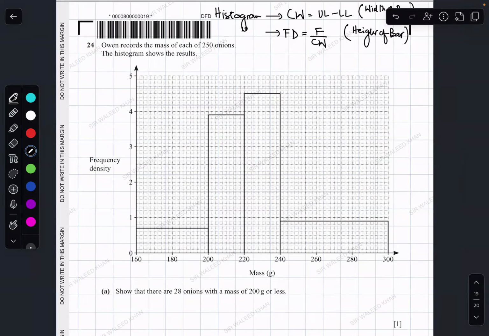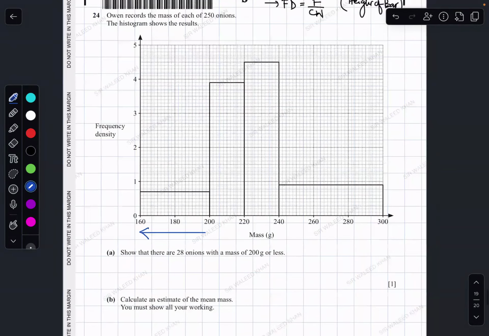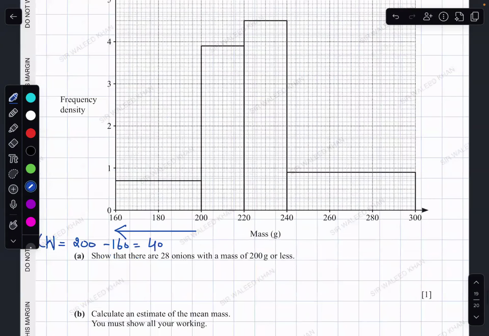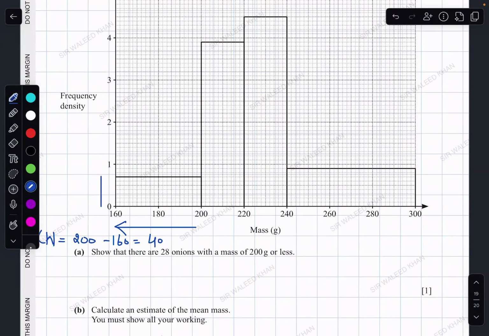They are saying, show that there are 28 onions with a mass of 200 grams or less. So to figure this out, I have to see the first one: 200 grams or less. So it's this. What is the width of the bar, which will represent the class width? That is 200 minus 160. We have 40. And what is the height of the bar, which will represent the frequency density? Over here, this is 0.7. Frequency density is 0.7.